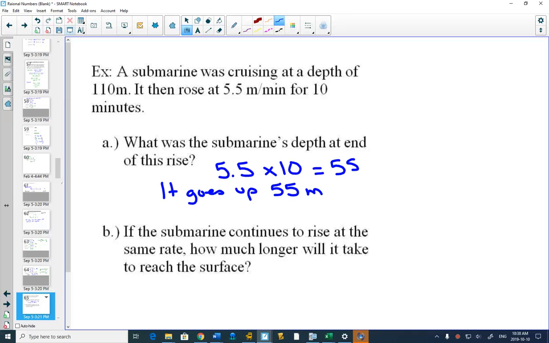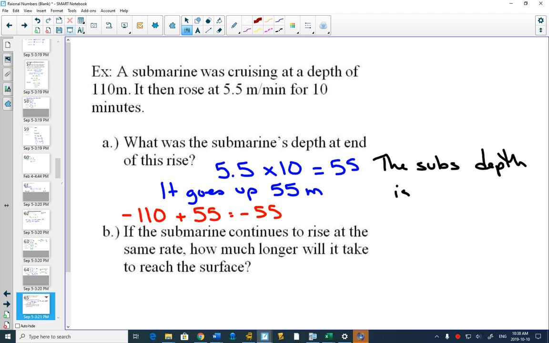So one of the ways that we can write this, okay, if we want to start at 110 as a depth, this would be a place that we could use a negative to show that it's below the water. It's at minus 110, and then we need to go up 55. We get a new answer of negative 55. And because it's a word problem, we write a statement. The sub's depth is now 55 meters.